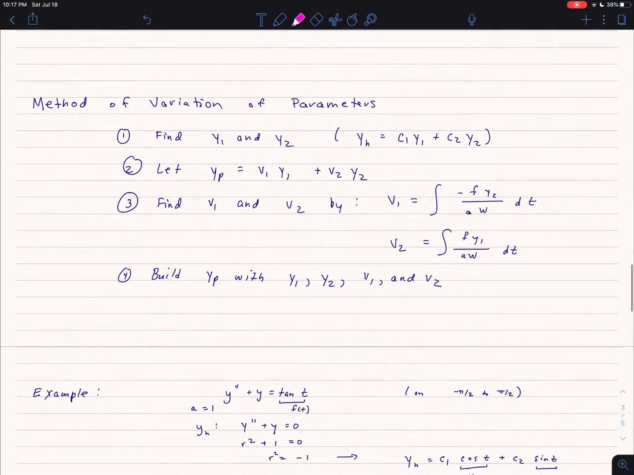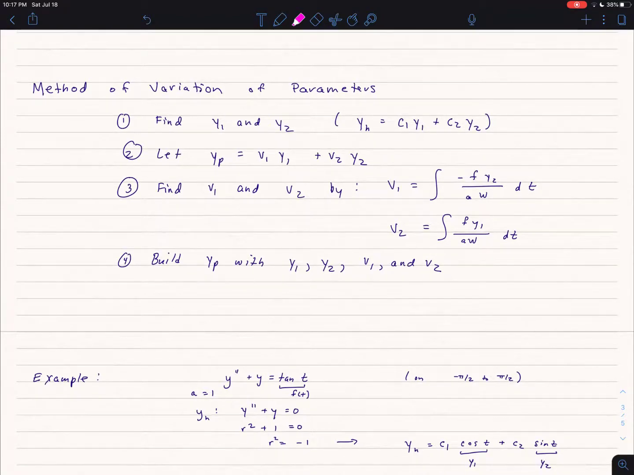Let's do an example. First part should be pretty familiar. If I have y double prime plus y equals tangent of t, I know my f of t is tangent t. My a is 1. That's kind of nice. I'm going to limit this from negative pi over 2 to pi over 2 just to make life easier in my very last step.